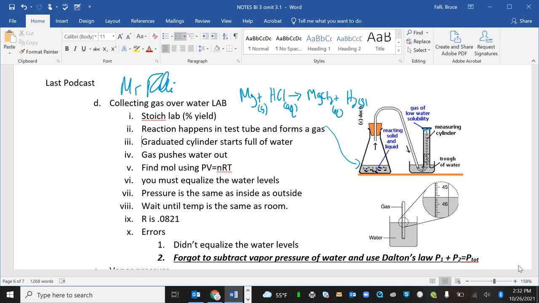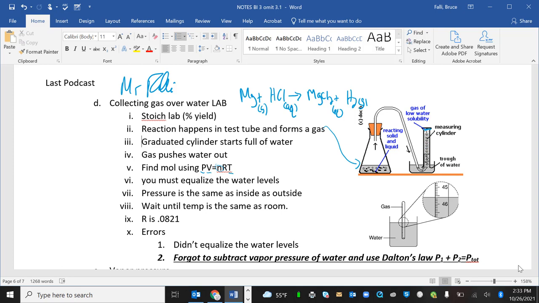So a gas is produced, and this starts out full to the tip top. The way you do that is you fill it up with water, you stick it in this trough and invert it, and it doesn't sink very much. Then this produces gas, and that gas displaces the water and pushes it out. So the graduated cylinder starts full of water, and the gas pushes the water out. And we're going to find the moles using PV equals nRT. So on this, we've got to be able to figure out each one of these variables. Okay, we're going to calculate moles, but that's it.